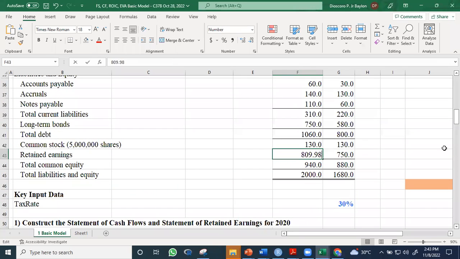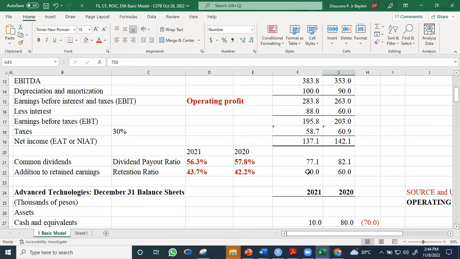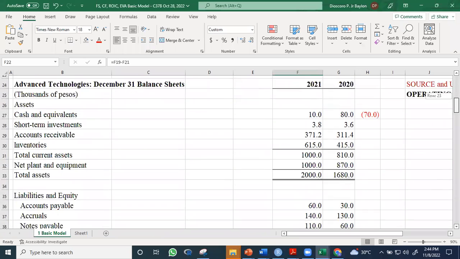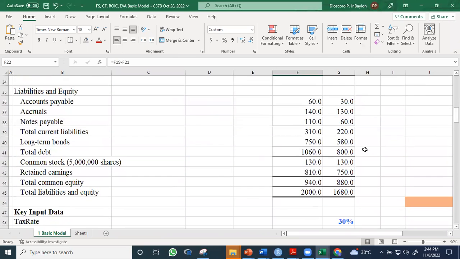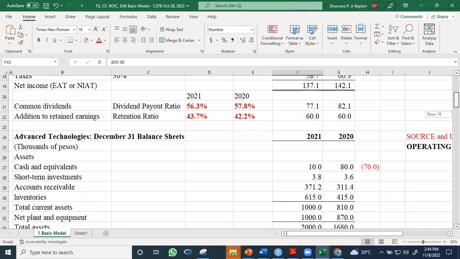So if you take a look at this one, that 810 is actually your retained earnings of the previous year, 750, plus the addition of 60. Okay, so if we check, 750 plus 60 addition to retained earnings gives us 810. Okay. All right. So this is your balance sheet.